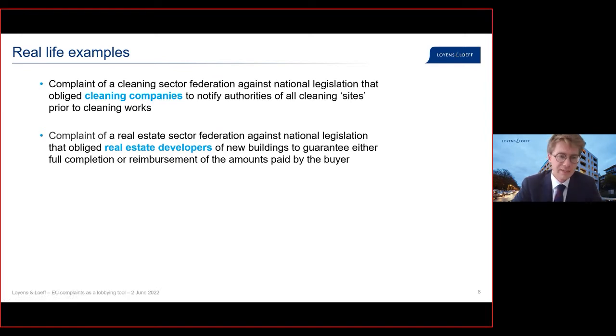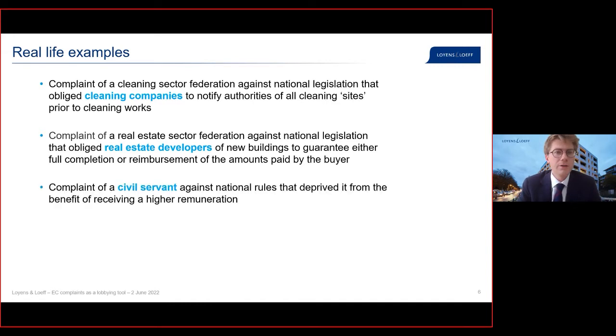So in this specific example, real estate developers were obliged to guarantee the buyers of new buildings either the full completion of the building, or they had to reimburse the amounts that were paid by the buyer. So the buyer was not anymore obliged to buy the building in question, whereas others were not obliged. So registered contractors were not obliged to give those financial guarantees. This is a typical situation where you could consider, after lobbying with national governments, to consider a complaint with the Commission.